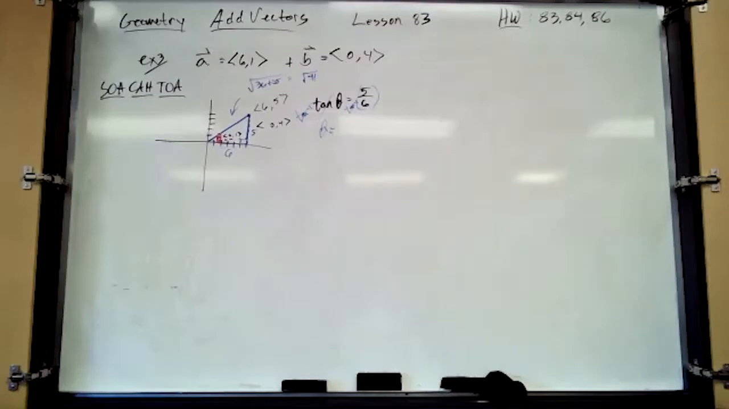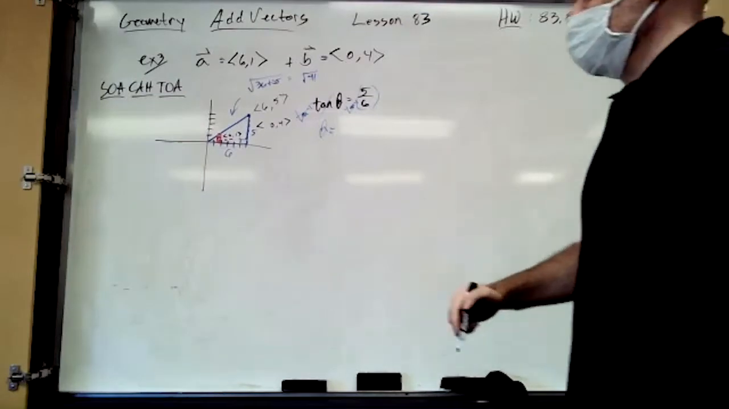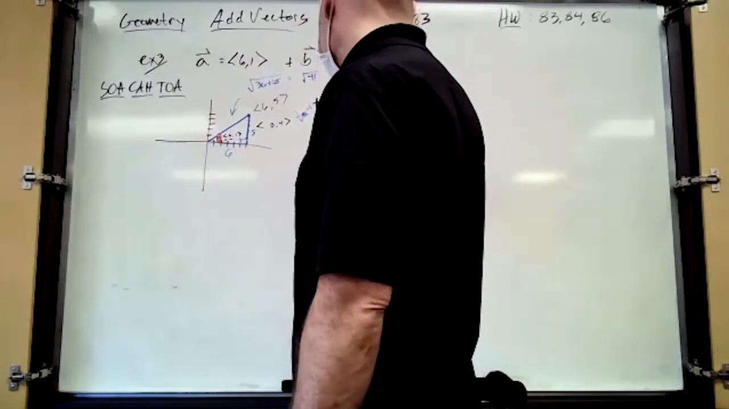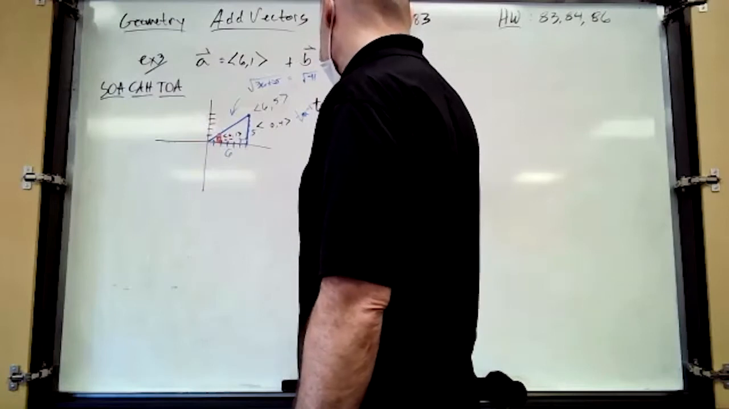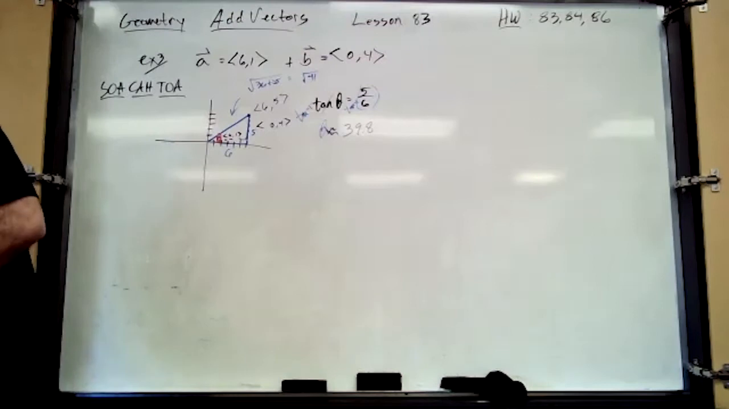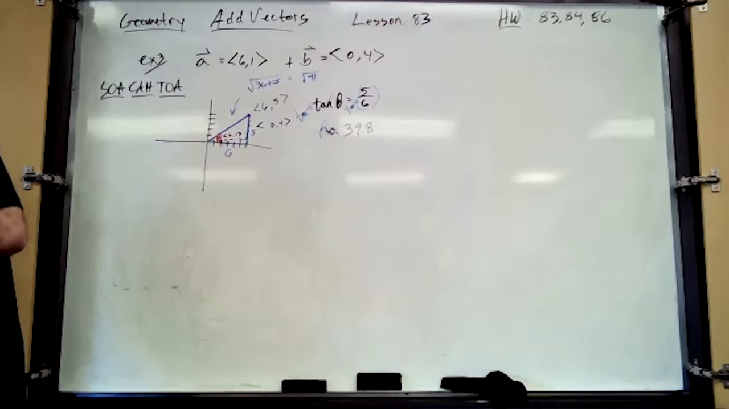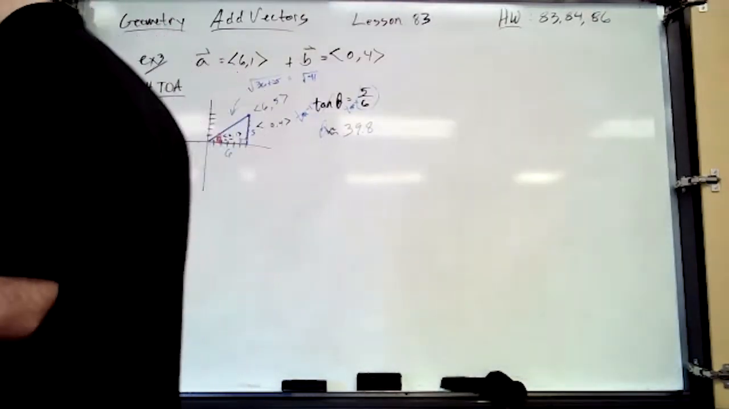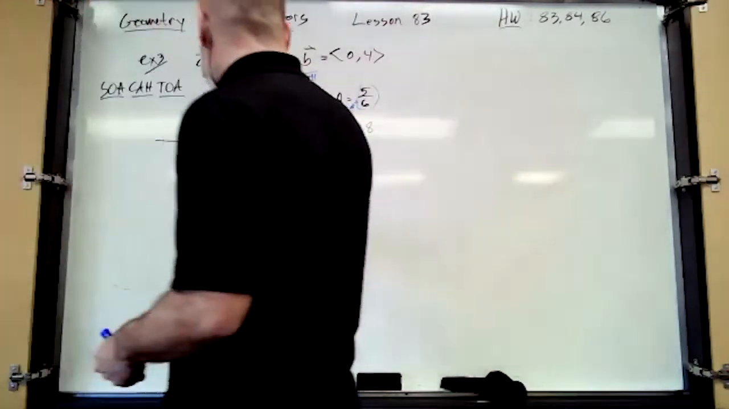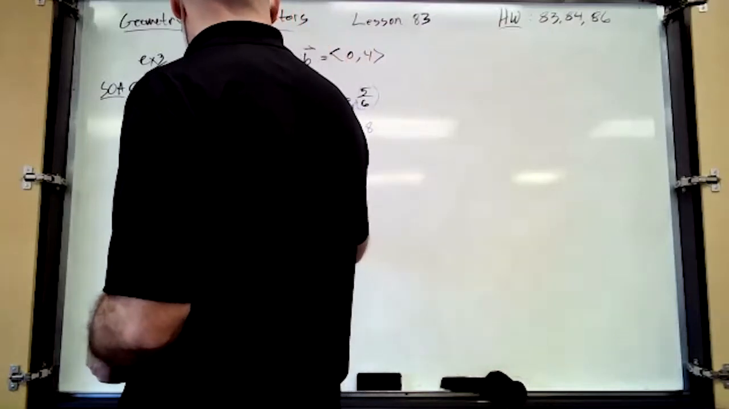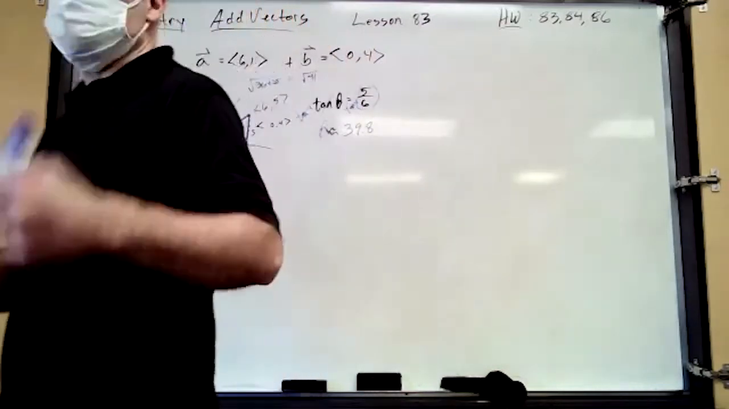So what'd you get, Janae? 39.8? Does that look like 39-ish? Let's see what the book says. Oh, you know what? I did it wrong, but that would have been right. I think I copied the problem down wrong. That should be 6, 0, not 6, 1. Sorry. But yeah, that's the idea.